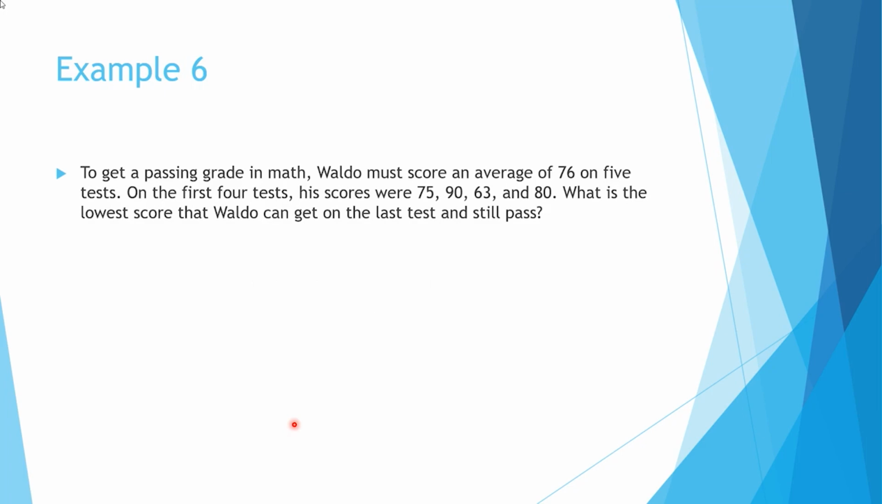All right, so what about this type of example? To get a passing grade in math, Waldo must score an average of 76 on 5 tests. On the first 4 tests, his scores were 75, 90, 63, and 80. What is the lowest score that Waldo can get on the last test and still pass?